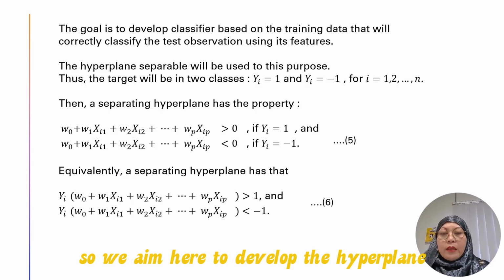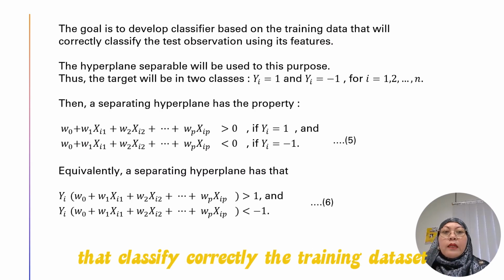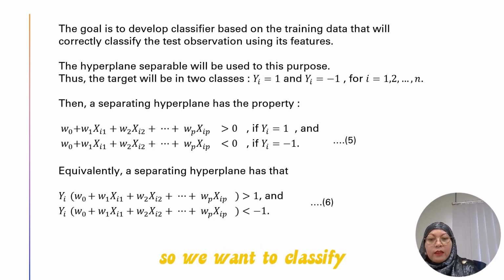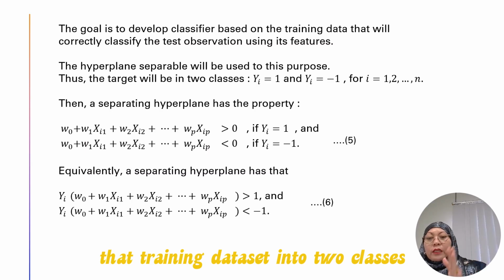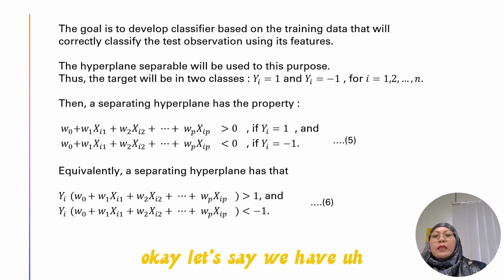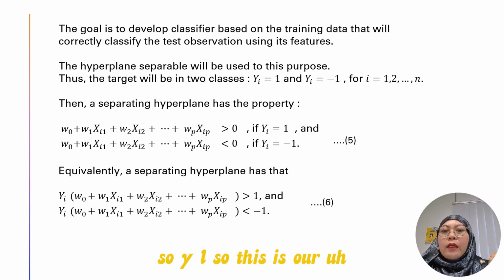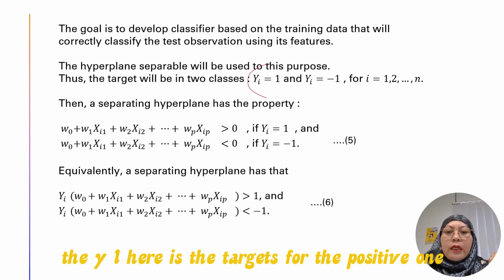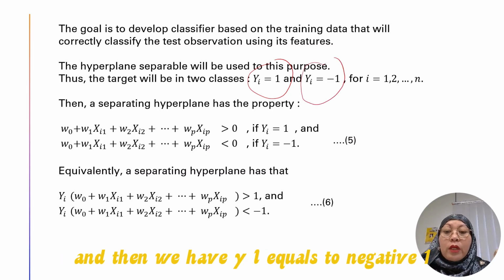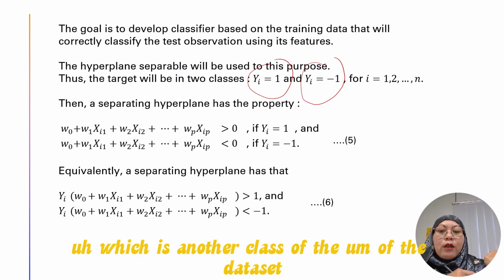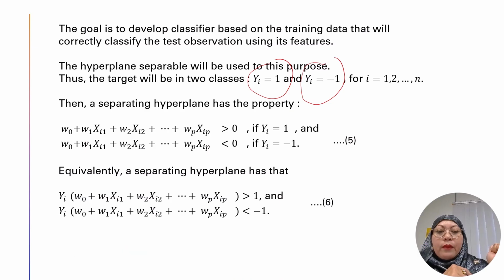So we aim here to develop the hyperplane that correctly classifies the training dataset. We have the training dataset x1, x2 until xn, and we want to classify it into two classes. Let's say we have the targets of the two classes like this. So yi equals 1 is the target for the positive class, and then we have yi equals -1, which is the negative, the other class of the data set.